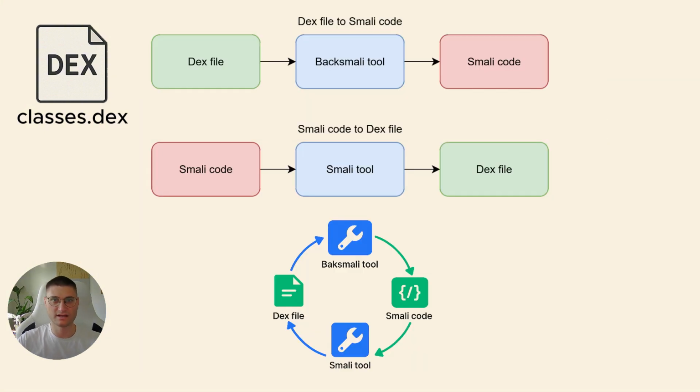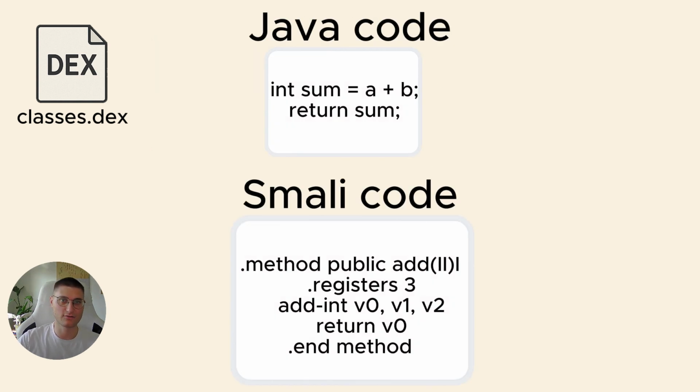The names Smali and Baksmali come from the names of the tools themselves. Baksmali disassembles DEX files into Smali code, and Smali reassembles Smali code back to DEX files. Now on the screen you may see how a simple Java code would be represented in Smali code. In this example, the registers v1 and v2 hold the method's arguments, and v0 holds the result. Instructions like add-int correspond directly to the Dalvik bytecode operations.